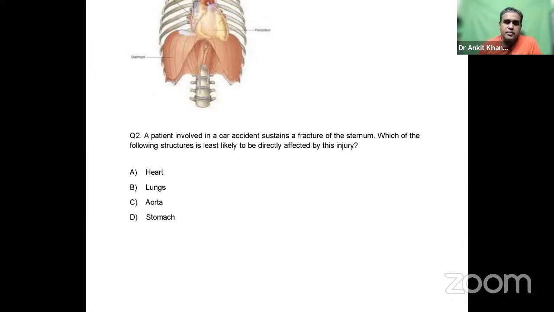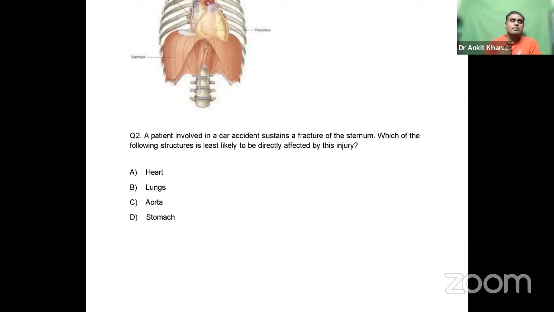Second option, lungs again. The pleura run very close to the sternal border. If you look at the pleural reflection, it runs very close. So if there's a sternum fracture, it might lead to pleura or lung damage, obviously. Aorta. Is aorta involved? If heart is involved, aorta is involved. Sure. But couldn't be possibly, but yes, it is. We'll see.